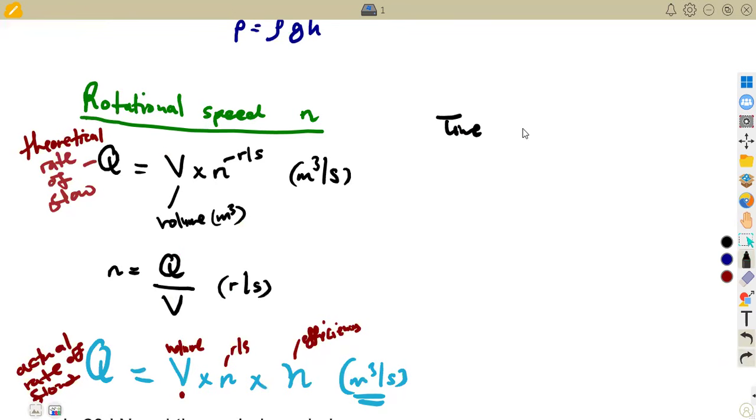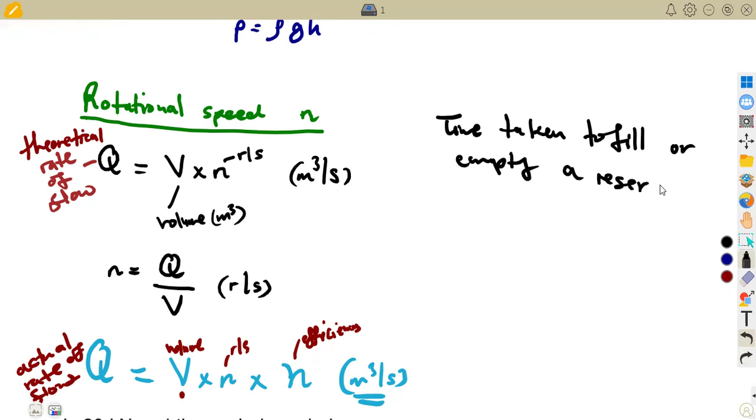So you can talk about the time to fill or to empty a reservoir, just like a reservoir there. All right. So what is the time that will be taken? How do you calculate the time to be taken in your calculation?